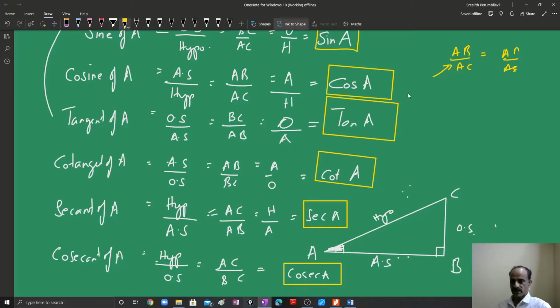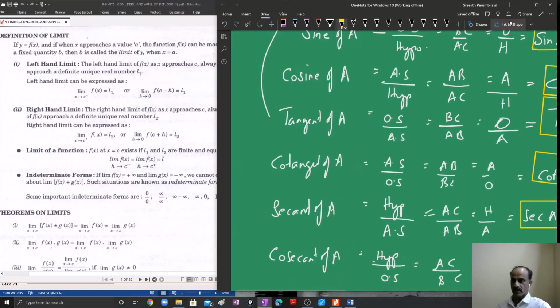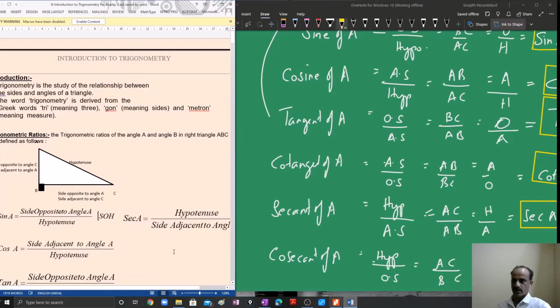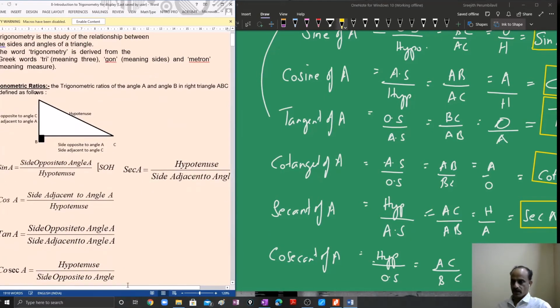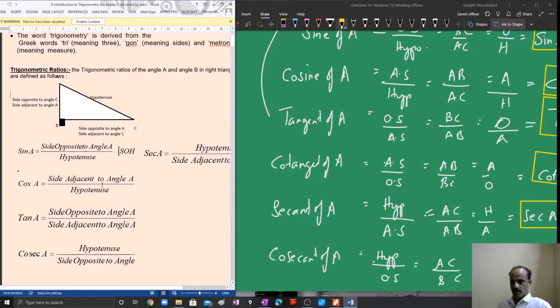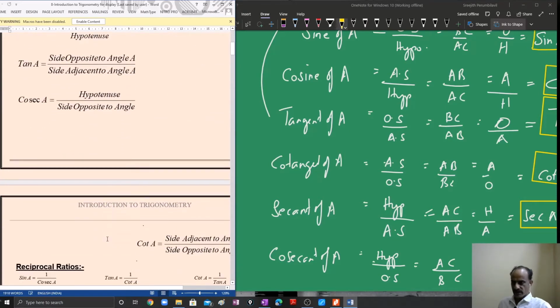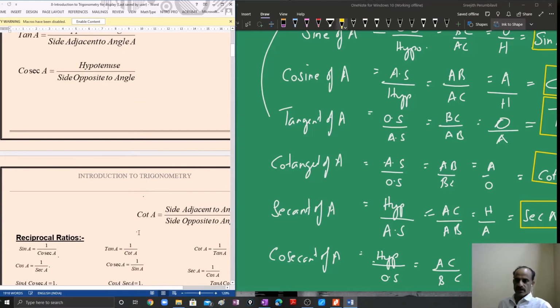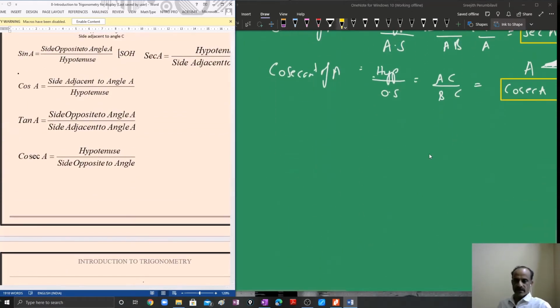So I'll sum up. The details are given there. Sin A is side opposite to angle A, that is opposite side by hypotenuse. Cos A is adjacent side by hypotenuse. Tan A is opposite side by adjacent side. Secant A, cosecant A, all the details are given here. This is what we mean by the trigonometric ratios.